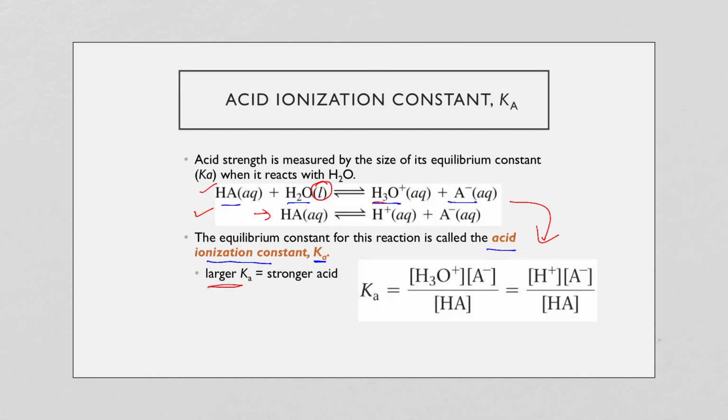Now, again, larger Ka means more product favored. More product favored means a stronger acid because you're producing more of the ion form. So the more you go toward products, the bigger K is going to be, which is indicating that you have a stronger acid. So larger Ka, stronger acid.